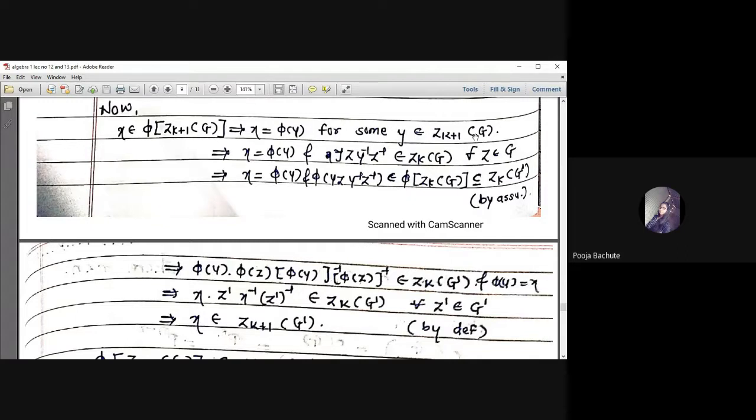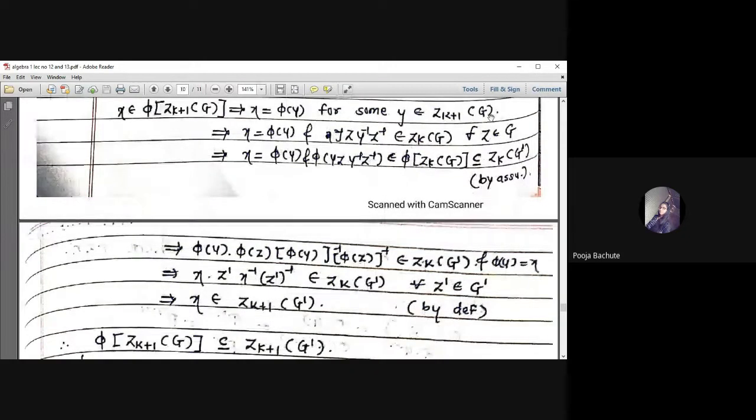Okay. Implies that x is equal to phi of y, where y belongs to zk plus 1 of g. What is the definition of this? Use again the definition of zn of g. The y inverse belongs to zk of g. Okay, the quotient group comes to the center. If an element is in zk plus 1, it commutes with every element of zk. That is the definition: y inverse, this whole element, belongs to zk of g.